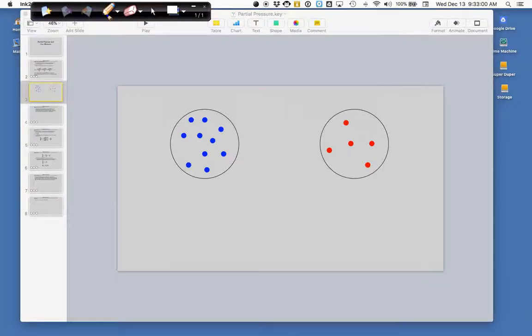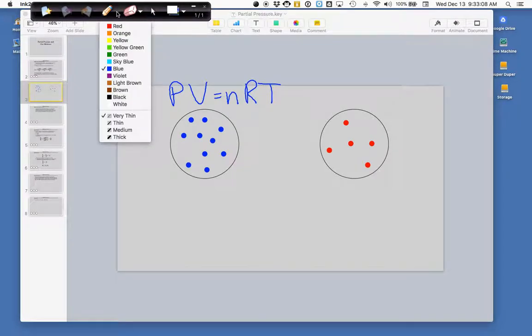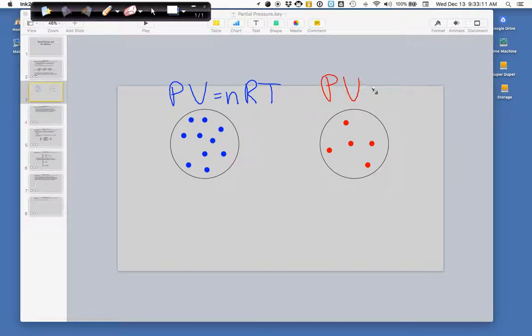So let's talk, I'm even going to color coordinate PV = nRT for blue and for red. So guys, here's the question that I want to ask you. How does the pressure of this one compare to the pressure of this one? In order to figure that out, let's talk about our other variables. So first of all, volume. What do you know about the volume of blue compared to the volume of red? They're the same, so those cancel out.